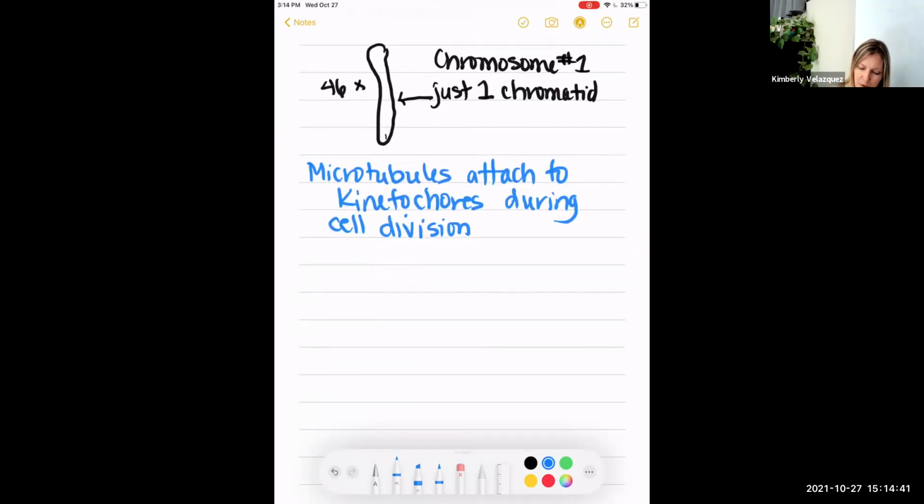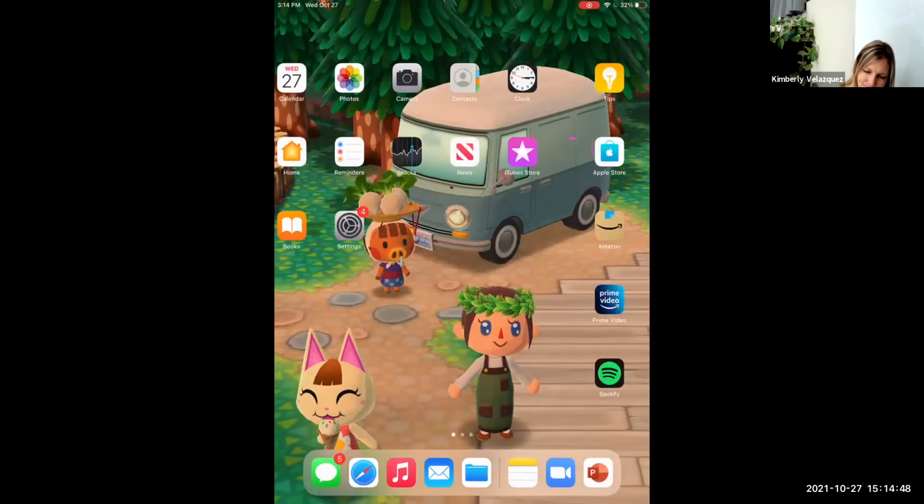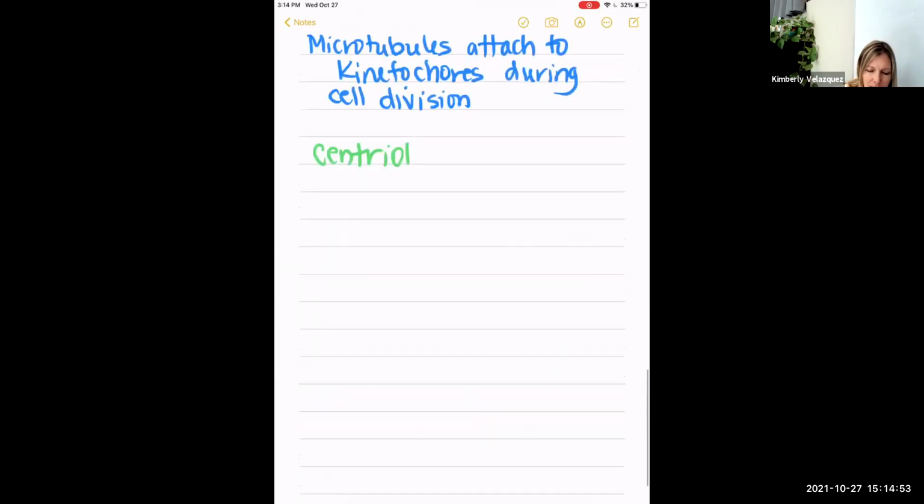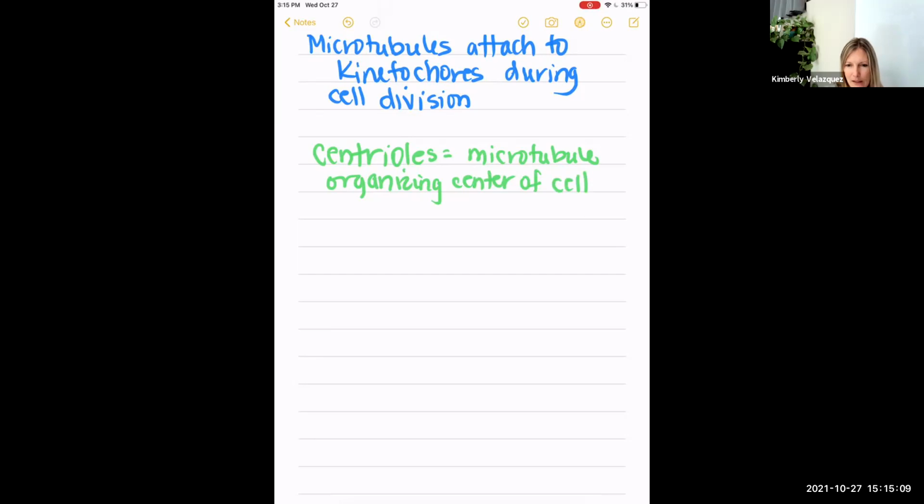Those microtubules are produced in a structure called the centriole. The centrioles are called the microtubule organizing center of the cell. This is where the microtubules assemble and start emerging and eventually attach to the chromatids.